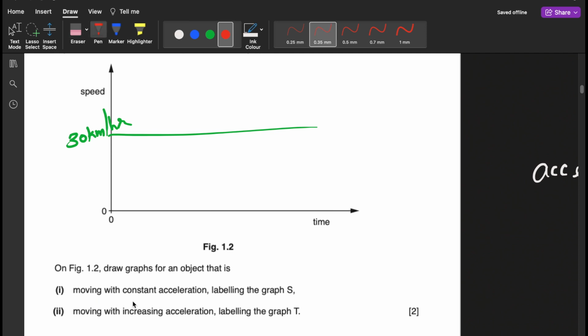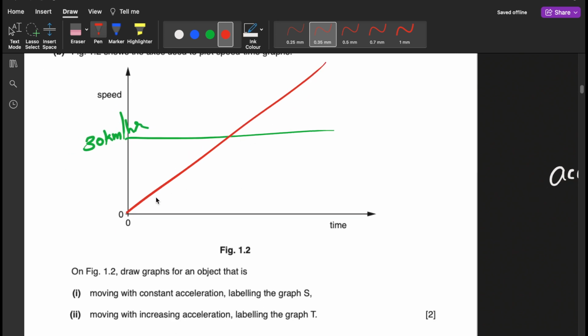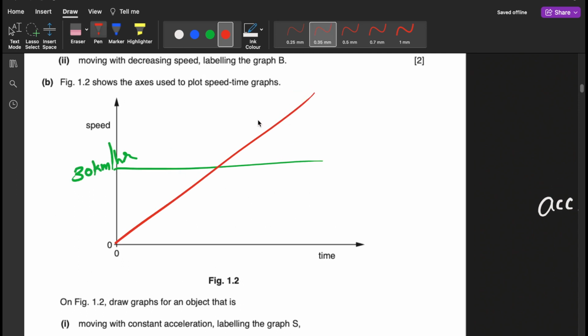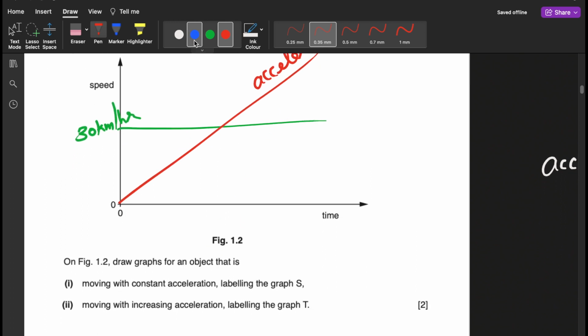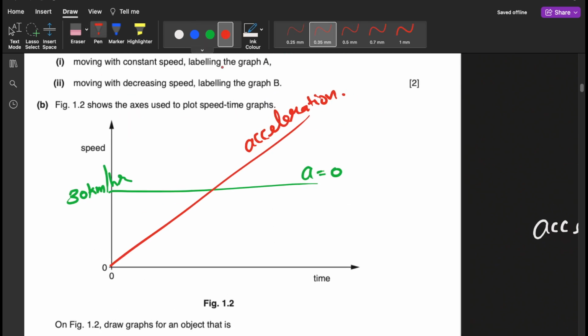Now can you tell me about moving with constant acceleration? Let me draw it. I'm not asking you much more, because on the exam you can't write it over there. So this is the accelerating graph. Have you got that point? Yes, sir. This is the acceleration. This is at constant speed, where acceleration is zero. Now label the axis with s. Okay, this is s.